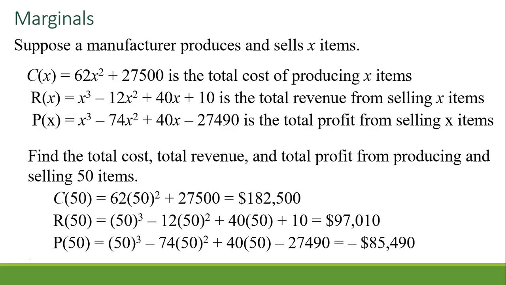Now, if that negative bothers you, think about the numbers that we have for total cost and total revenue. If it costs $182,000 to make something, but the revenue you get for selling it is only $97,000, you're going to lose money. So that's why we see a negative value for our profit.